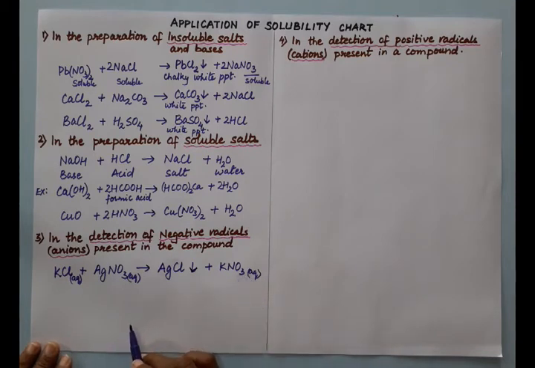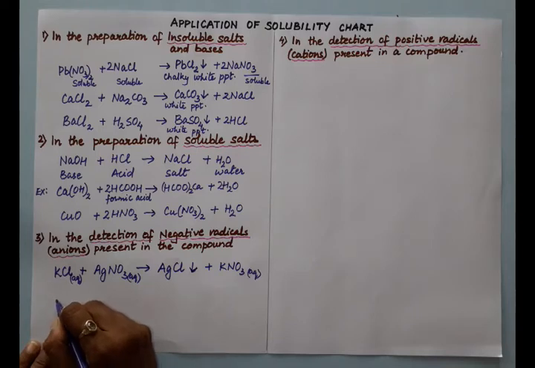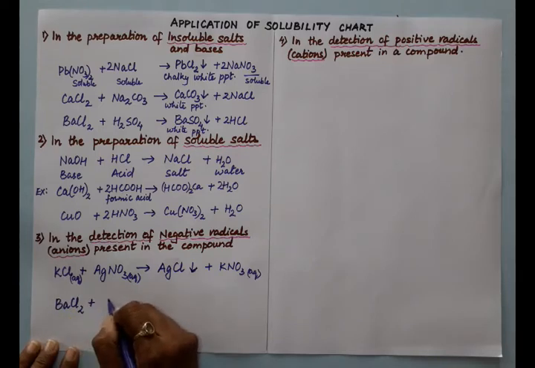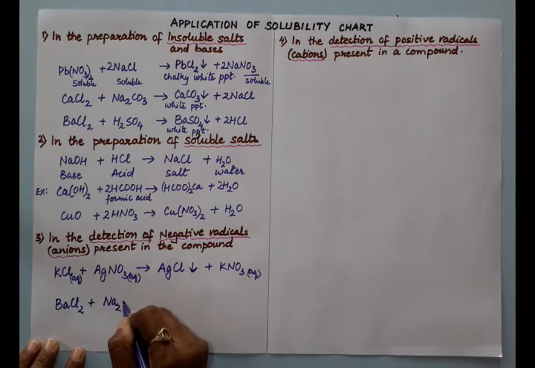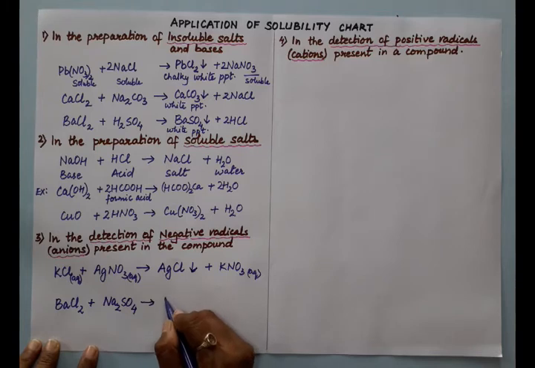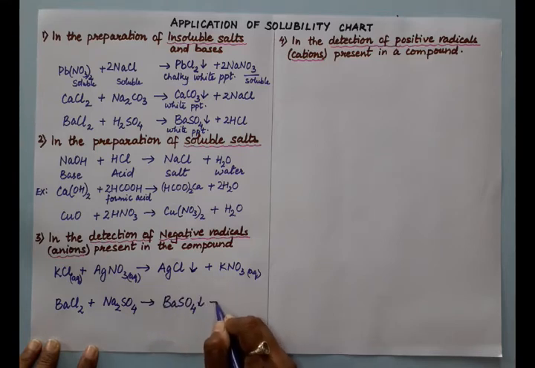So here non-metallic radicals or anions like chloride or sulfate are identified by precipitating the chloride with silver nitrate or by precipitating the sulfate with barium chloride. So another example of barium chloride we will take. Barium chloride when it reacts with sodium sulfate, again both the reactants must be in aqueous state, we get barium sulfate and sodium chloride.